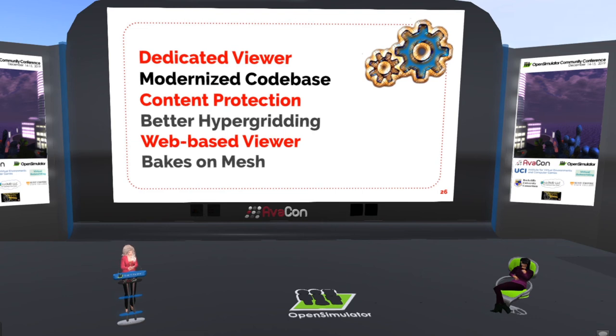But then they decided not to do it because they had a lack of people who were able to work on that. People are split on that, because on the one hand, keeping up with Second Life kind of gives us the drive to move forward for some developers. But on the other hand, it does mean that we can't have some nice things in OpenSim that we could otherwise have if we had our own viewer. So that's something that a lot of people are interested in.